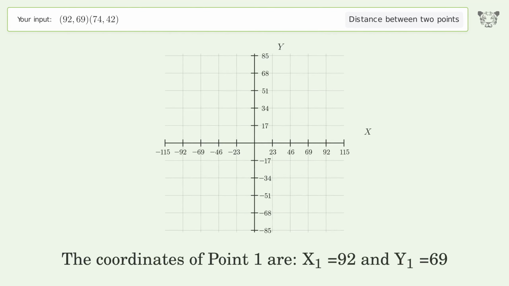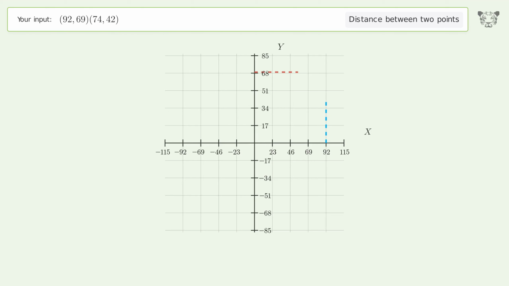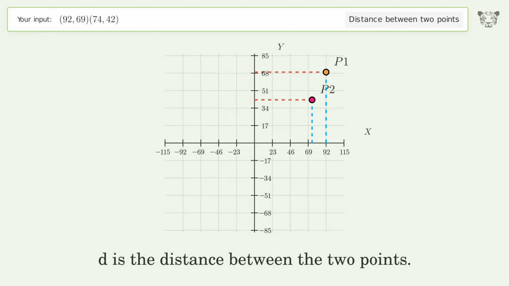The coordinates of point 1 are, x1 equals 92 and y1 equals 69. The coordinates of point 2 are, x2 equals 74 and y2 equals 42. D is the distance between the 2 points.